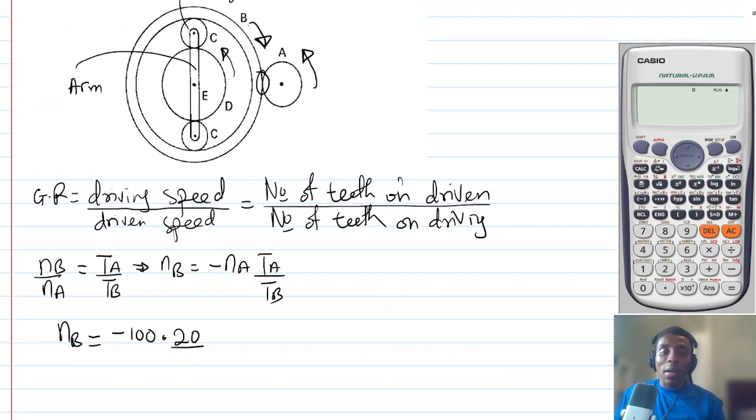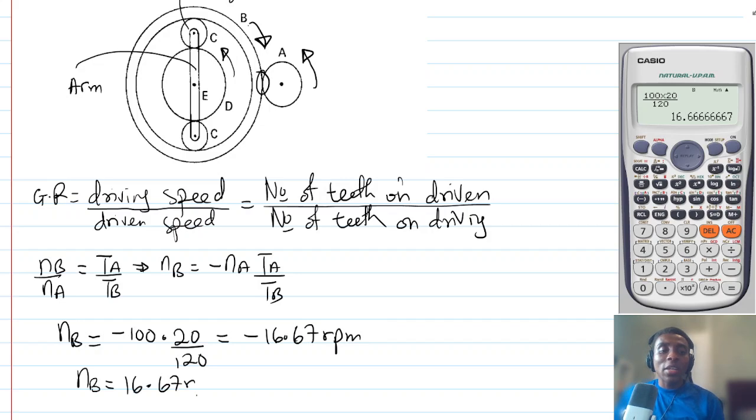What's the speed you are getting? The speed is going to be 100 multiplied by 20 divided by 120, and that's 16.67. So minus 16.67 rpm. The negative sign is telling you that the direction is going to be clockwise. So that's the direction of B.